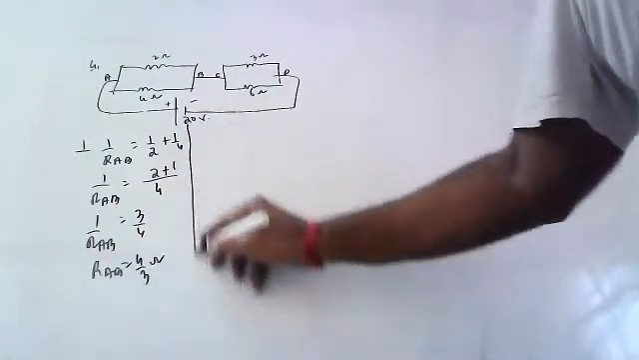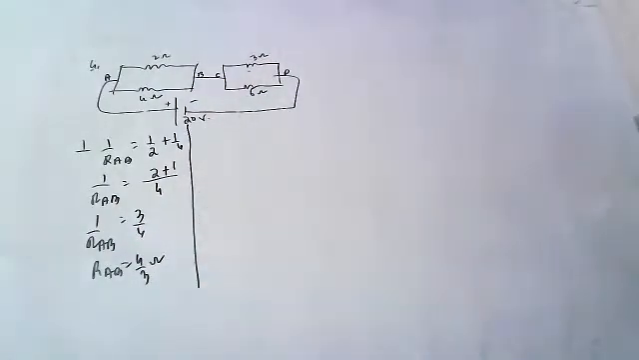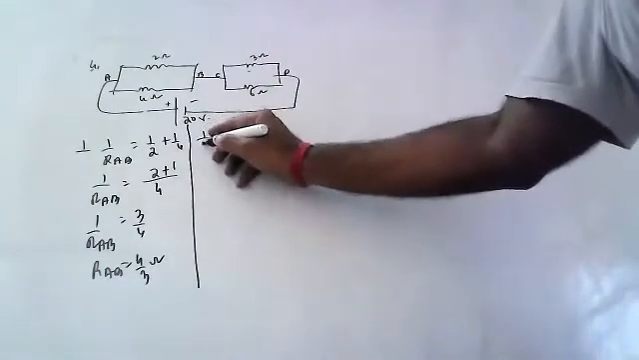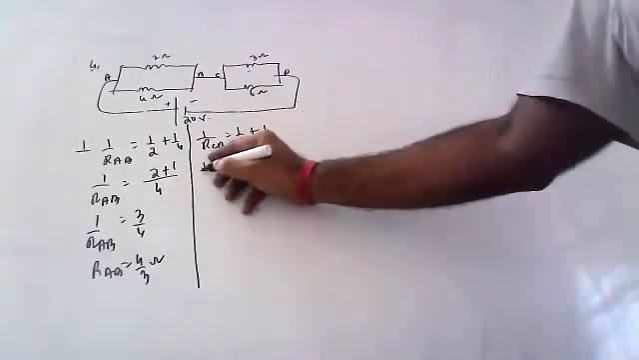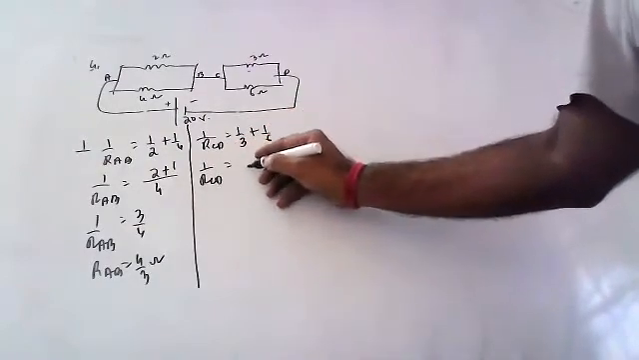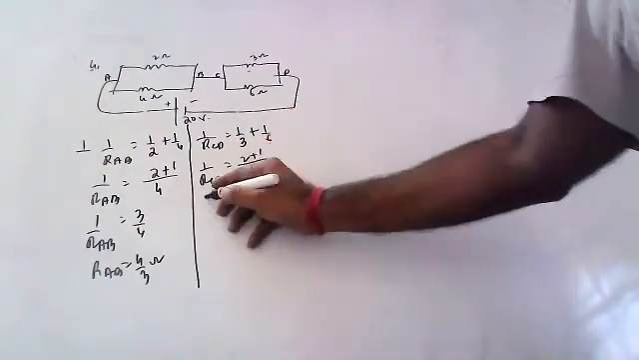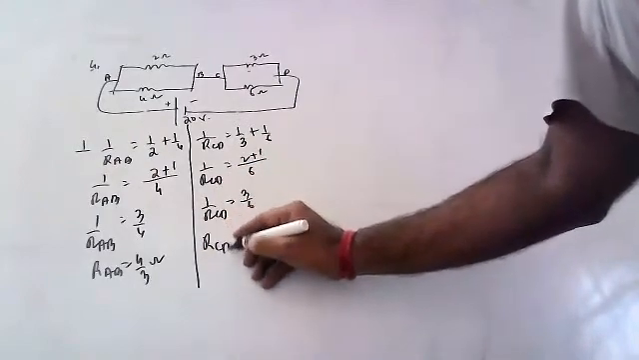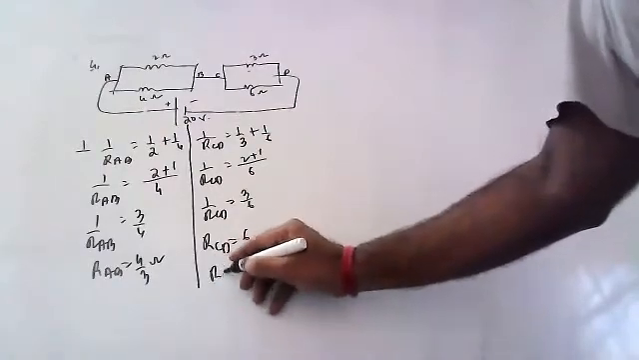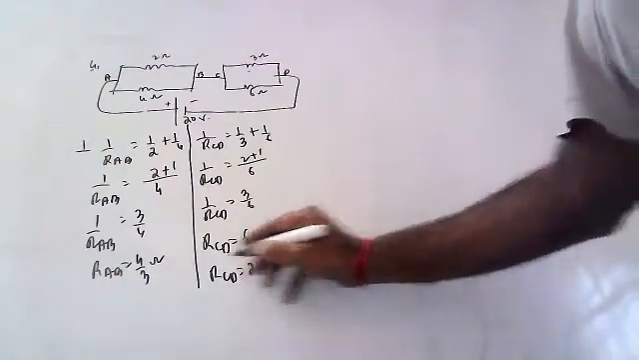This is the first term. Now these both are also in parallel, children. You can see that 1 by RCD is equal to 1 by 3 plus 1 by 6. 1 by RCD is equal to, 6 is the LCM, 2 plus 1. 1 by RCD is equal to 3 by 6. RCD is equal to 6 by 3. RCD is equal to 2 ohms.